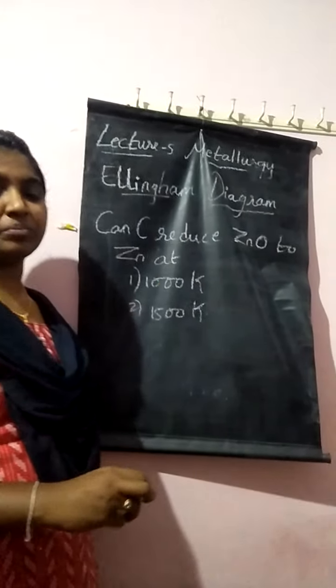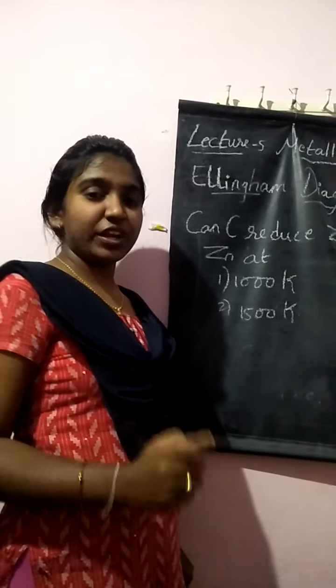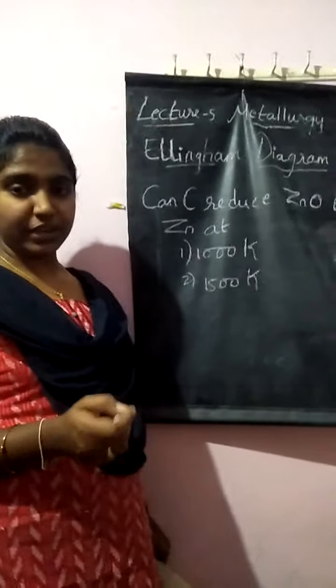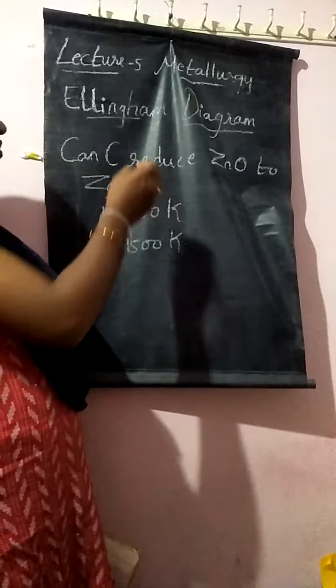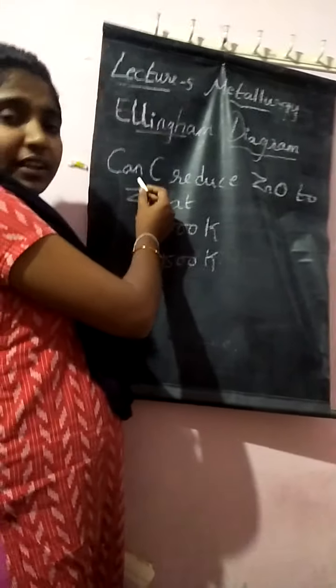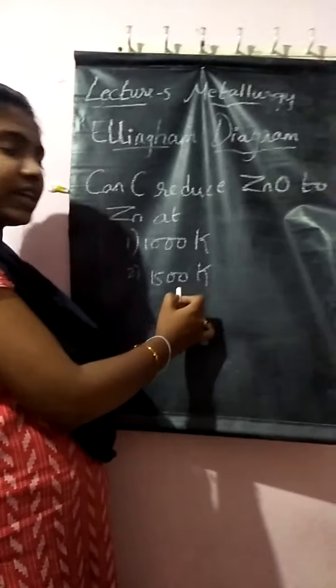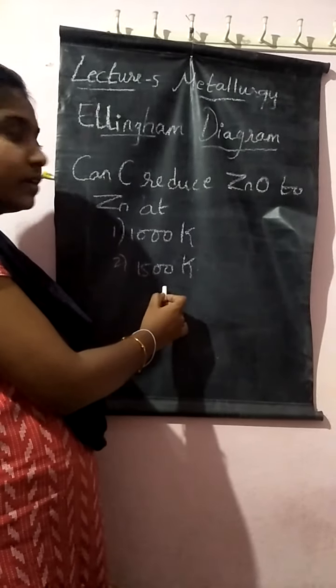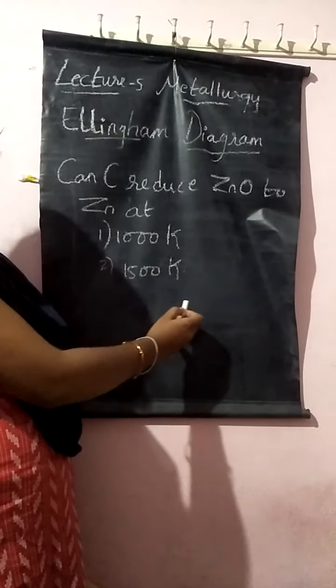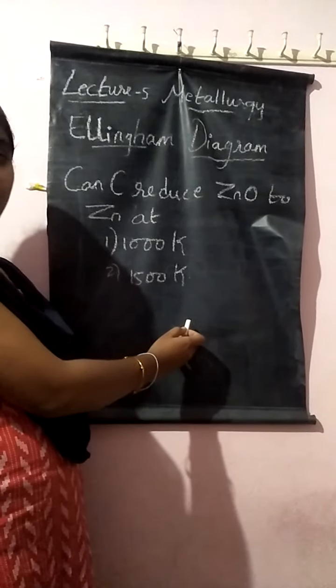Now we will see the application part of the Ellingham diagram. As I have said, it will give the suitable reducing agent. So if we take a question here: can carbon reduce ZnO to Zn at 1000 Kelvin and 1500 Kelvin? I'll write both the equations and the Gibbs free energy from the tabular column, then I will tell you.